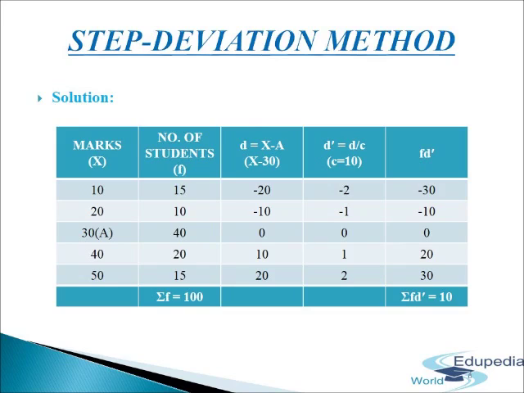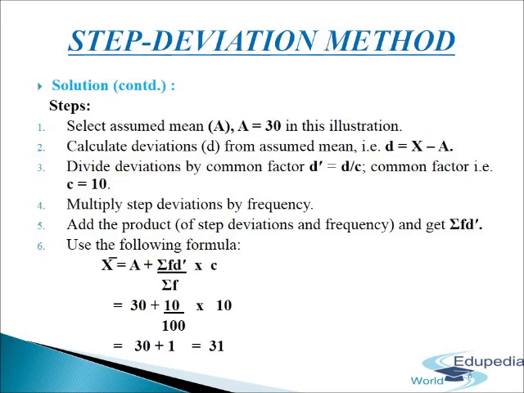After getting sigma F and sigma FD dash, we will use the formula of the step deviation method, which is assumed mean plus sigma FD dash divided by sigma F multiplied by C, where A equals the assumed mean. Sigma FD dash is the sum of the product of the step deviations and their respective frequencies. C is the common factor and sigma F is the number of students, that is frequency. After putting in the values, we will get 31 as the average marks of the students. This is how we will calculate the mean with the help of the step deviation method.